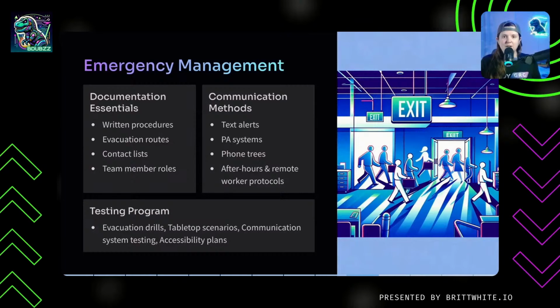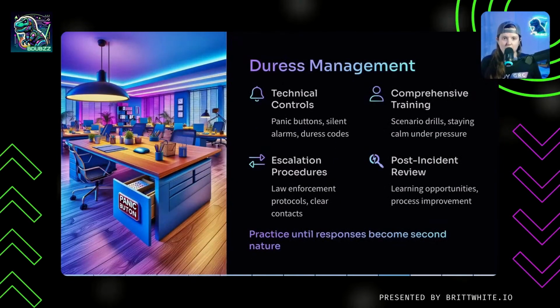Finally, let's talk about employee duress. This is when someone faces a threat that forces them to act against security protocols. This can range from physical threats like being held at gunpoint to psychological pressure, like blackmail or threats to family members. So how do we prepare for these situations?